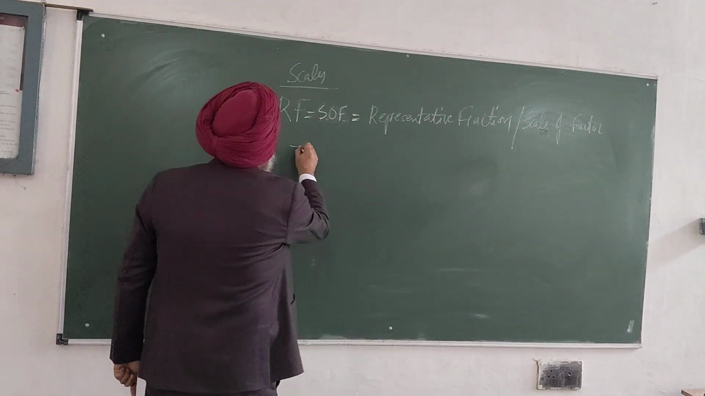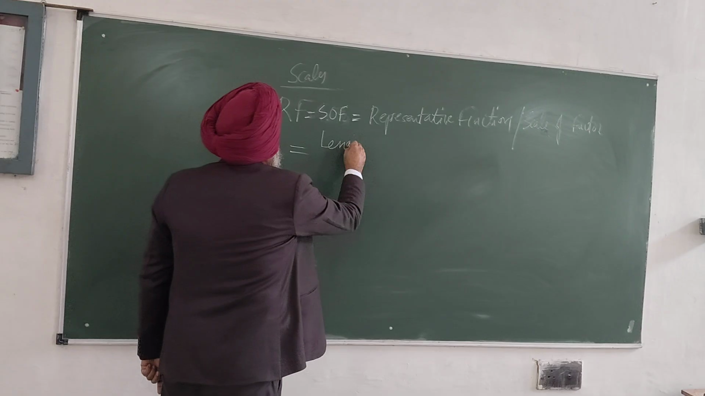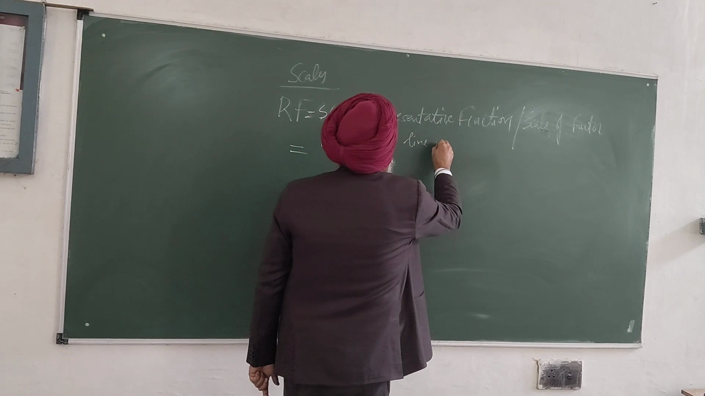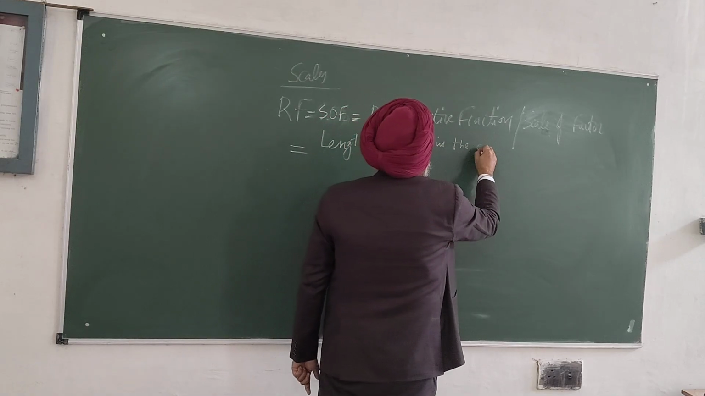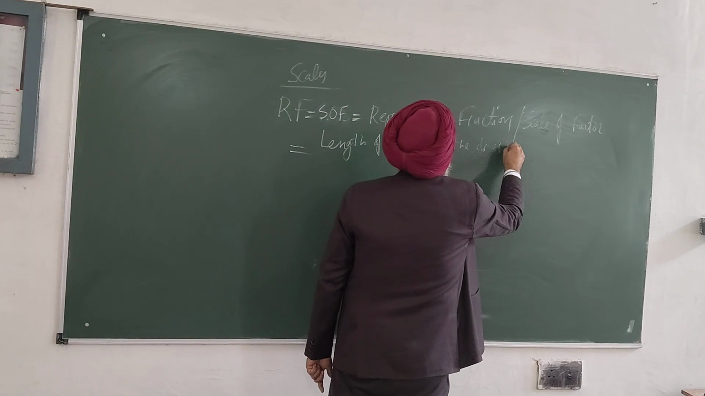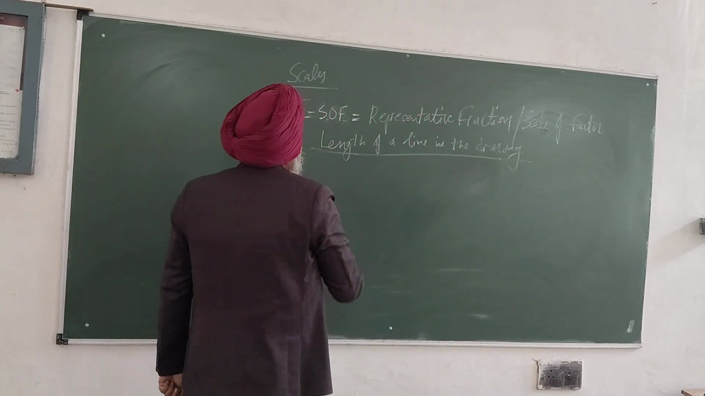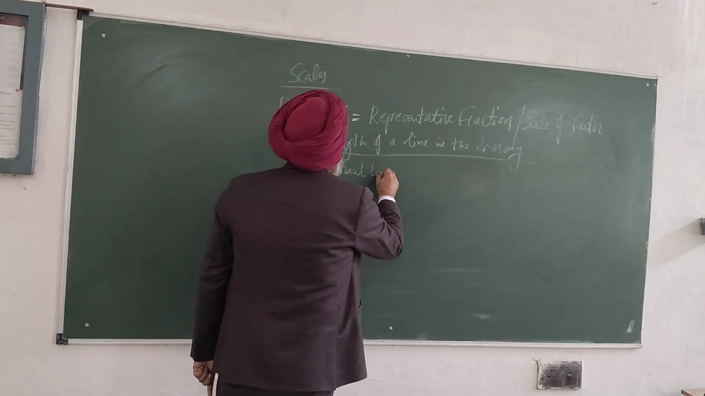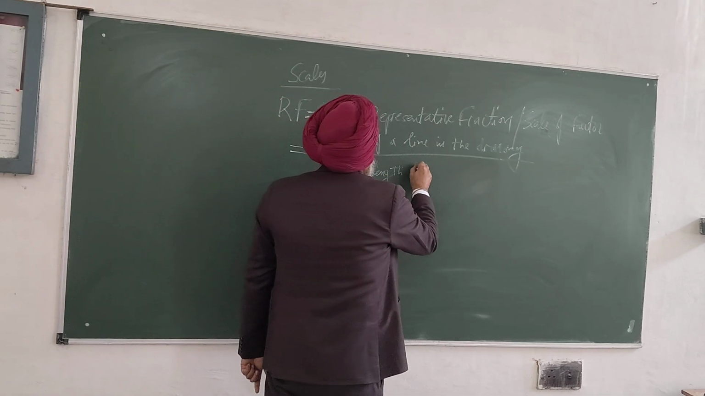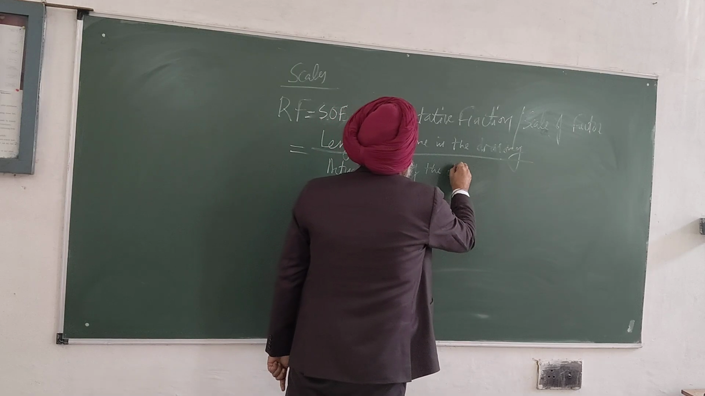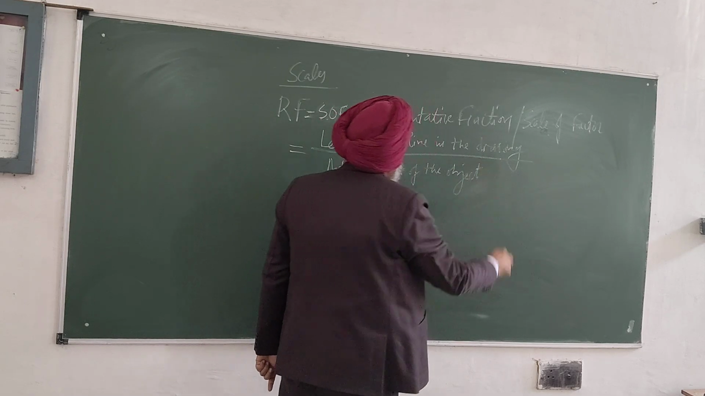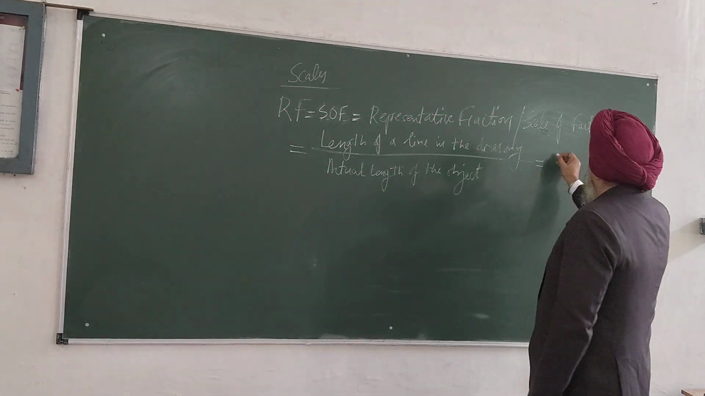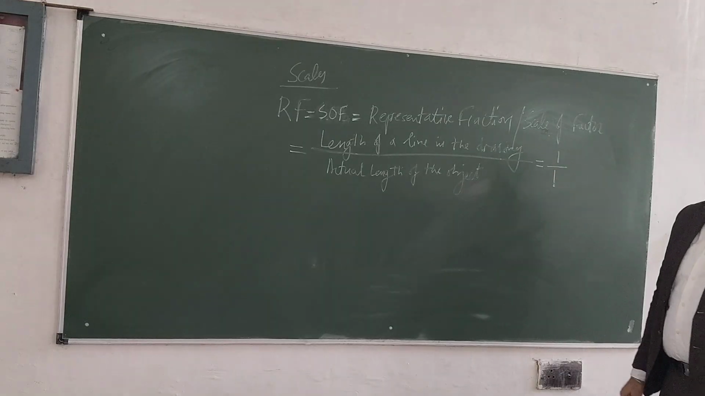What is RF? RF is nothing but the length of a line in the drawing to the actual length of the object. Let us assume the length of a line in the drawing is 1 and the actual length is 1.